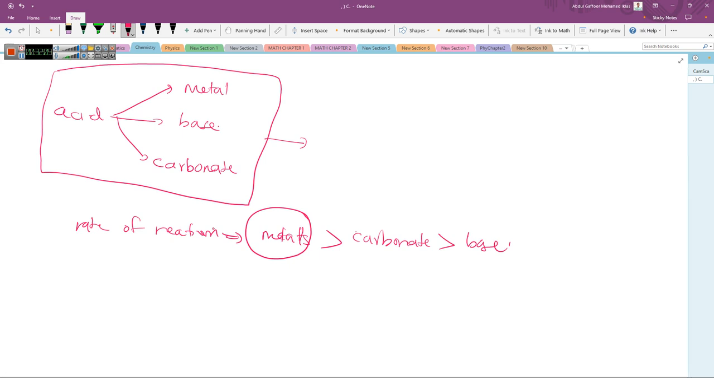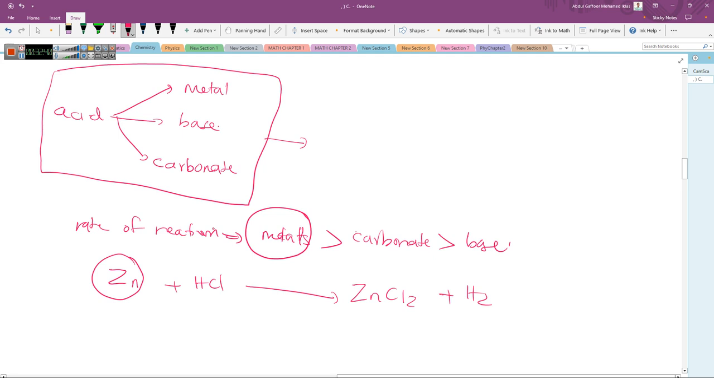Now not all metals will react with acid. Why? Because the H plus should be replaced by the metal ion, so the metal should be more reactive than hydrogen. For example, if I take Zn and put HCl, according to the reactivity series, Zn is more reactive than H plus ions. So the zinc ions will replace the H plus and form ZnCl2, and during this reaction H2 gas also will be formed.